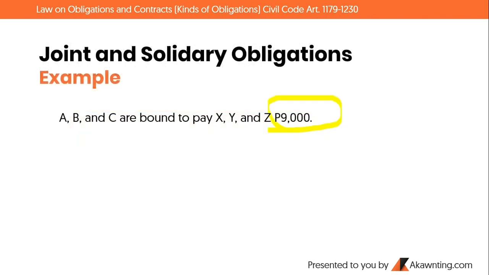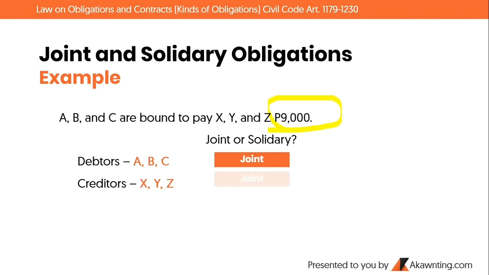Okay, basta merong yung rule na banggit natin kanina. Ano yun? So, they are presumed to be joint. Tama? Joint. Kasi walang sinabi. ABC are bound. Sinabi lang na debtor sila, pero hindi sinabi whether they are joint or solidary. Okay, ganun din kay creditor, XYZ. So, ang assumption, joint. Okay?